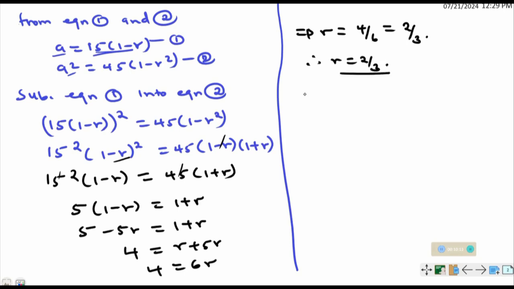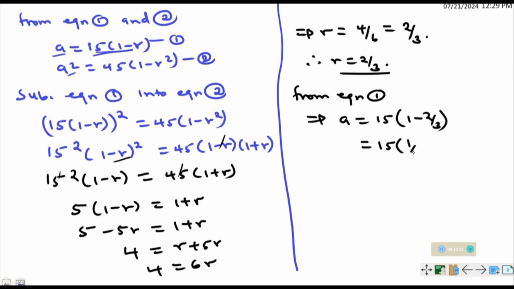So you have r, but we also need a. So from equation number 1, it will imply that a will be the same as 15 into 1 minus 2 by 3. And this will be 15 into 1 by 3. And this will give us a as 5. So we shall have our a as 5.